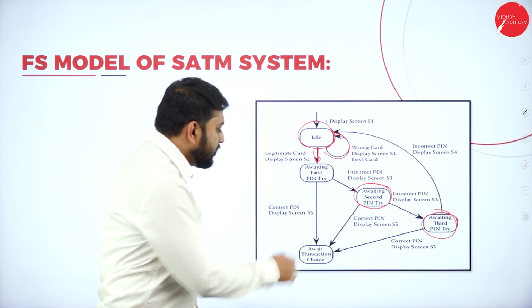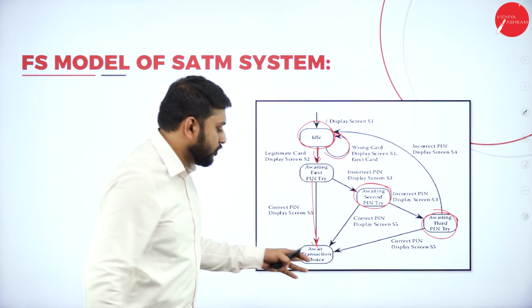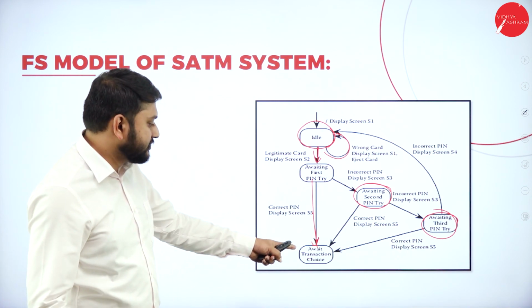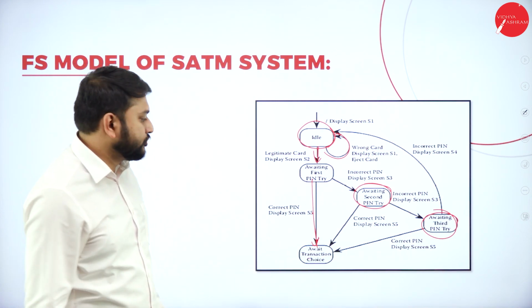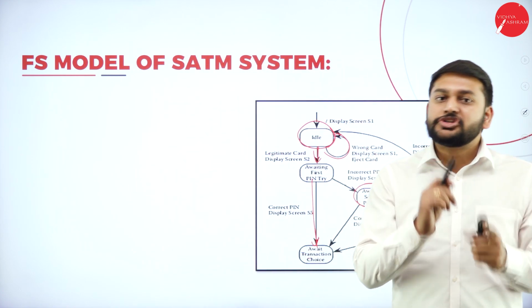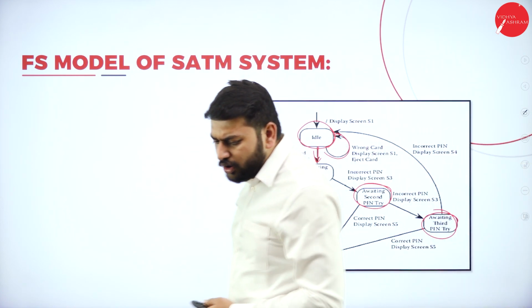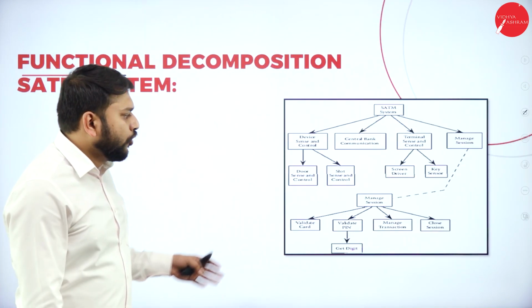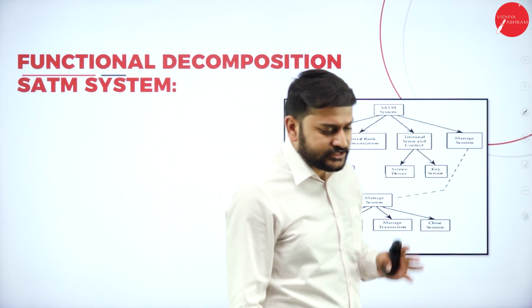So in the same way, guys, if the PIN is correct, it goes to the next state. Please understand here, it waits for the transaction choice. That's what you need to understand with this finite state machine diagram. All right, so guys, you have understood the finite state diagram.